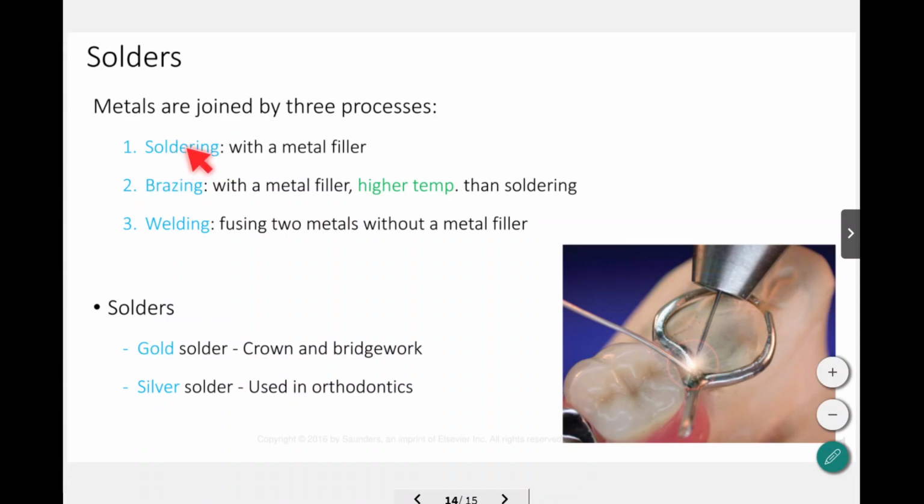The main difference between soldering and brazing is the temperature used. For brazing, you need a higher temperature, okay? For welding, you just weld two metals without any filler between them. With a lot of temperature, you can actually just weld one metal to another without needing a filler. Like here, they're adding a filler to fill in the place with soldering or brazing. Okay. The two types of solders we have in dentistry are gold and silver. The gold one is used with crowns and bridges, and the silver is usually used with orthodontics. Okay, simple things.